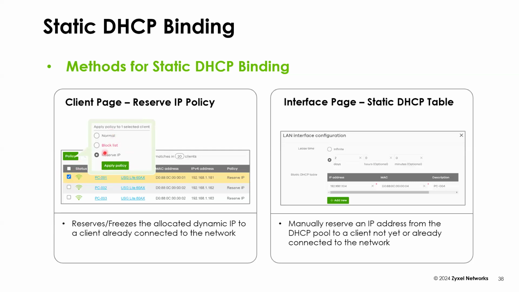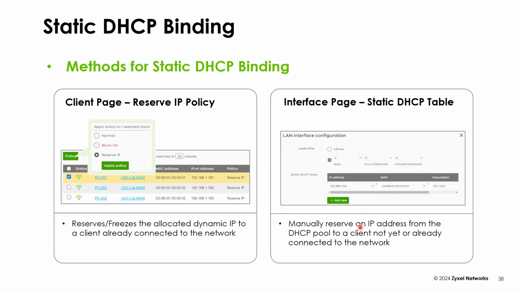So the benefit of this is it's really easy to do. The negative side of this is you're stuck with whatever IP address the DHCP server gave them. So if you need to give them a specific IP address, you have to instead go to the interface part of your router configuration and go to the static DHCP table page. This allows you to specify the IP address that you want for a particular device.